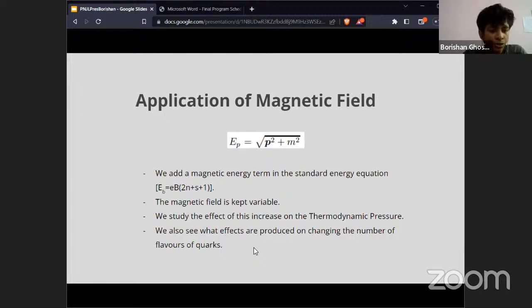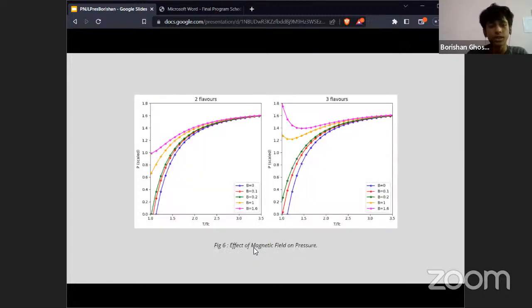We introduce the magnetic energy term in the standard energy equation, where EB is such and such, and N and S are the standard quantum numbers. We vary the magnetic field and study the effect of such a variable on the thermodynamic pressure. Here, thermodynamic pressure also falls out as a result of applying a few operators to the thermodynamic potential. We also see what happens when we change the number of flavors of quarks.